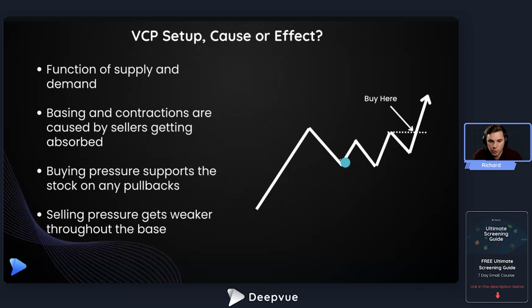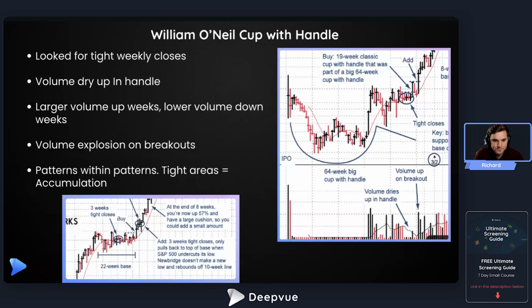And that's what creates the VCP type look, where you can draw different waves down which get tighter and tighter as we go. So that's pretty much what creates this VCP pattern. It's not just something on the screen, it's a result of supply and demand, which creates the market.